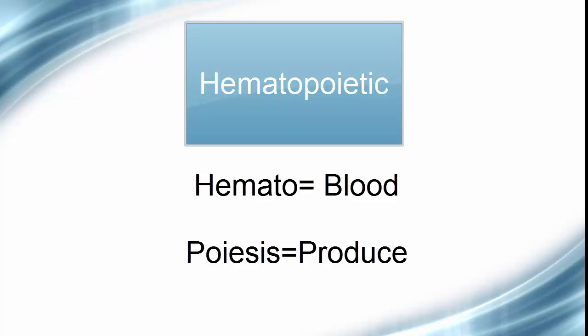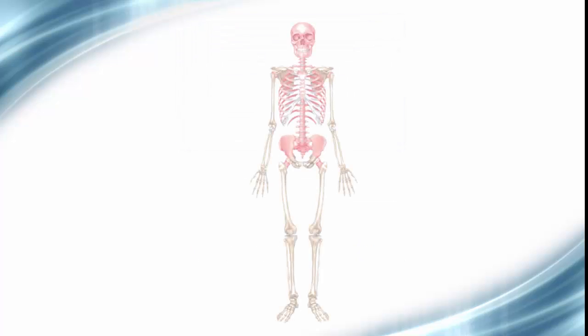In the infant, red marrow is found throughout the skeleton. However, the majority of it is replaced with fatty yellow marrow in the adult. This picture shows the limited areas where red bone marrow exists in the adult. During times of anemia, however, yellow bone marrow can revert back to red.